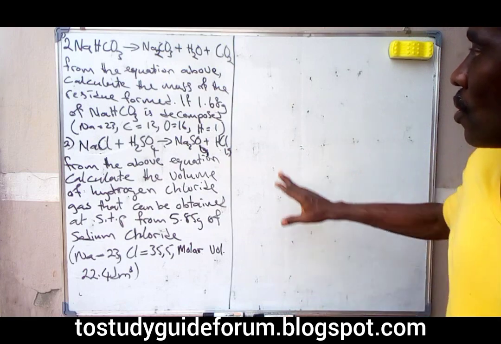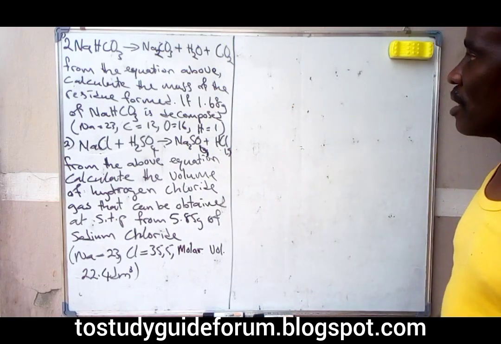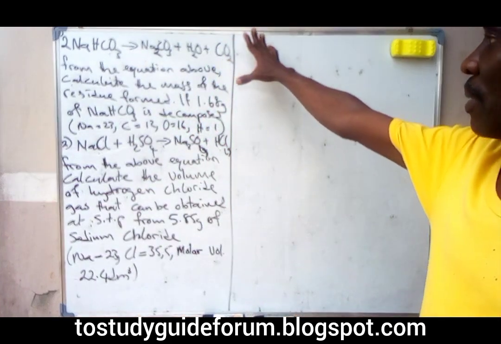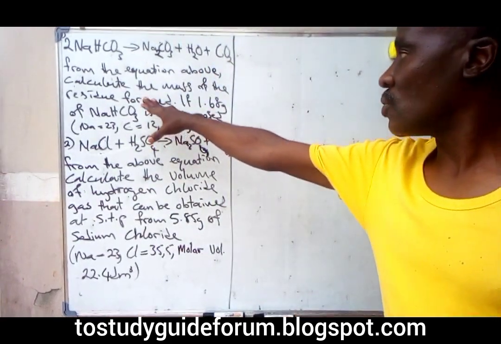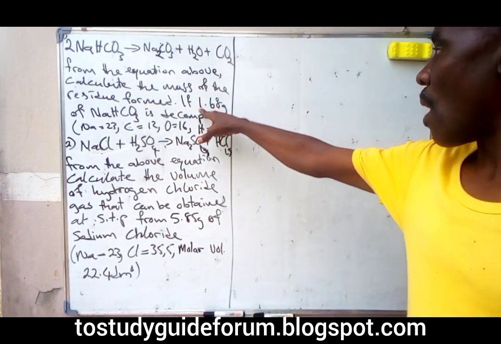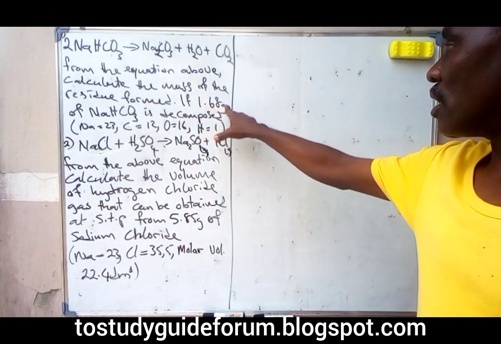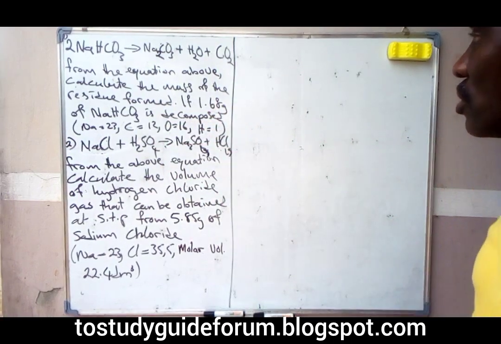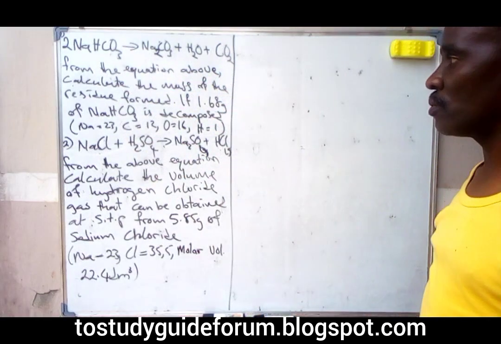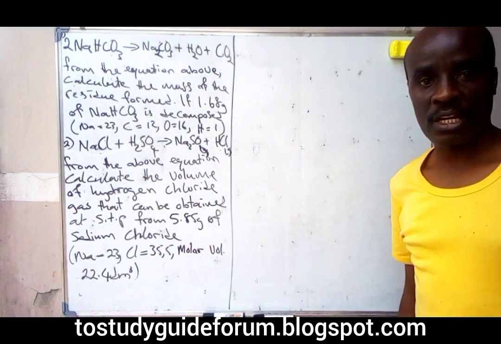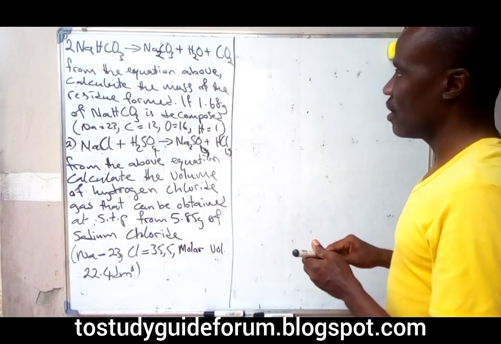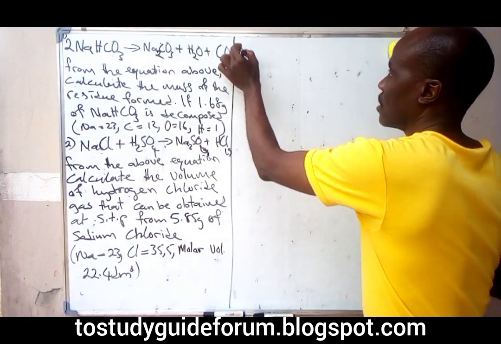So let's look at what we have here. The question says, from this balanced equation, calculate the mass of residue formed if 1.68 grams of sodium hydrogen trioxocarbonate is decomposed. This is the decomposition reaction of sodium hydrogen trioxocarbonate. Now let's look at what we have. From this chemical equation, let's see.